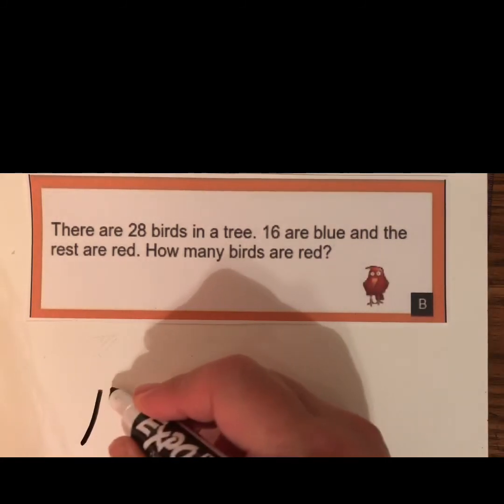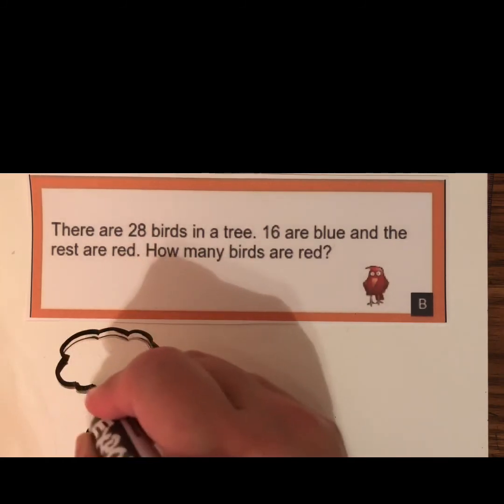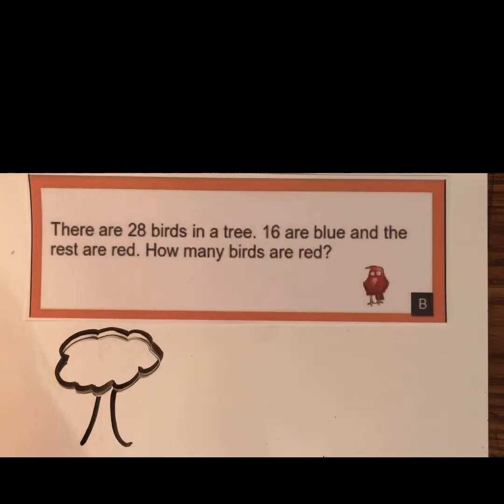There are 28 birds in a tree. So I can kind of picture. Here's a tree, and in that tree there are 28 birds. So that's the total. 16 are blue, and the rest are red. 16 is a part. And the rest are red. How many birds are red?